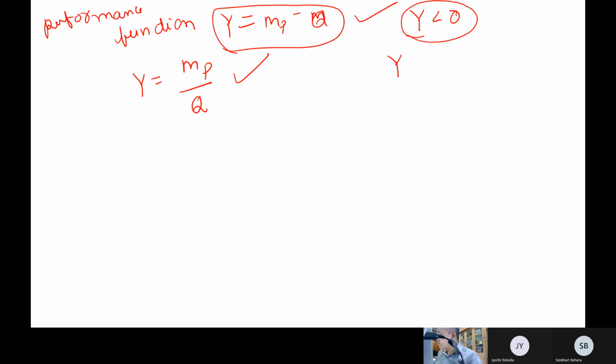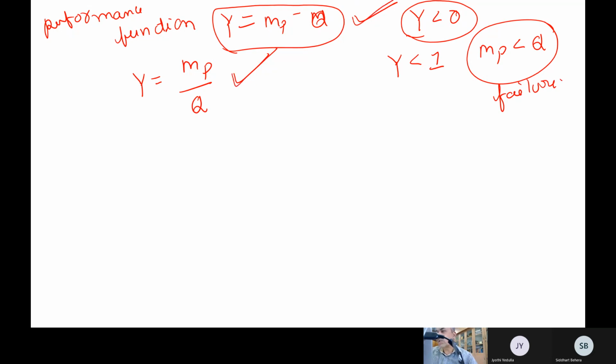No, it should be less than 1. You follow? So MP should be less than Q. That is, if the plastic capacity is less than the load, then automatically it is failure. So you can write like this also. For some types of problems that may be beneficial. Sometimes this also may be fine, but both of them will be the same.